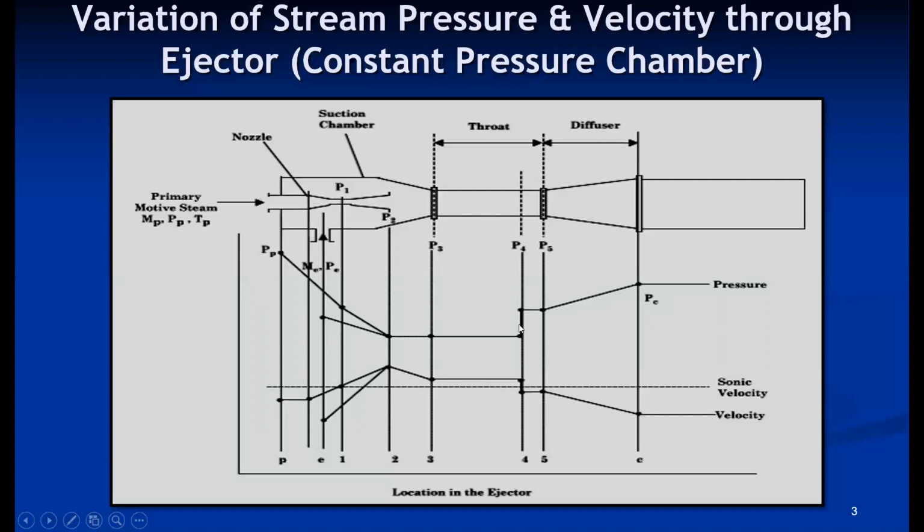Because of this sudden shock, as the pressure increases, velocity decreases, and the velocity falls below the sonic velocity here. So up to this particular point, the velocity is supersonic. But here, because of the shock, the velocity falls below sonic velocity. Then the pressure remains constant in the constant area section, and in the diffuser section, as the area increases, pressure decreases. This is generally a subsonic flow. That's why as the area increases, the pressure decreases in this particular section. So this is how the pressure and velocity vary in the second type of ejector.